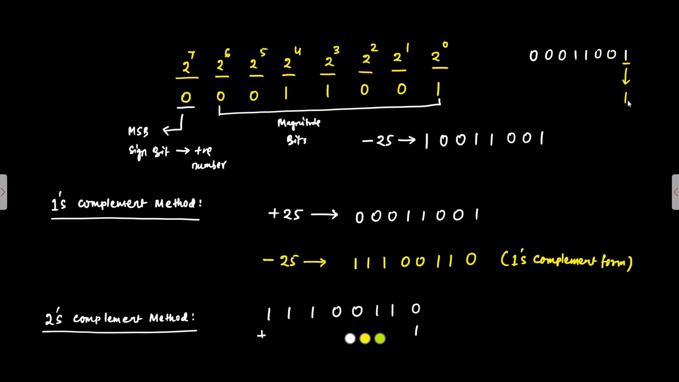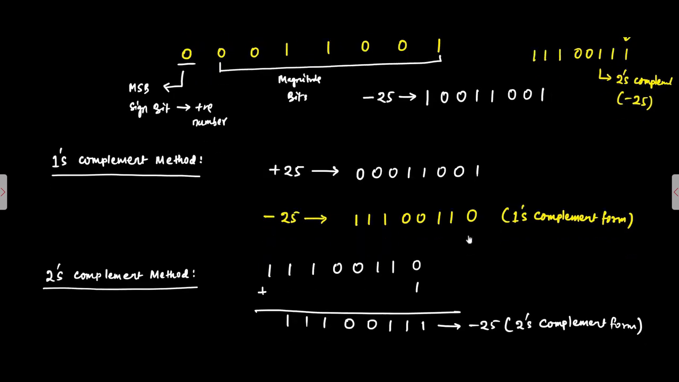The first bit itself is 1, so we keep it as it is, and the remaining bits we invert, taking the 1s complement: 0 becomes 1, 0 becomes 1, 1 becomes 0, 1 becomes 0, and these 3 zeros become 3 1 bits. So 1 1 1 0 0 1 1 1. This is the 2s complement representation of minus 25, same as what we have done here. This is the shortcut method.